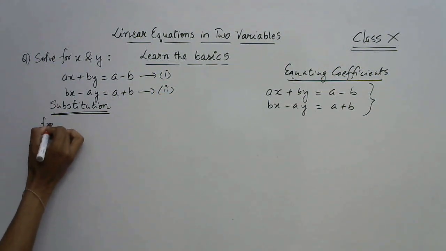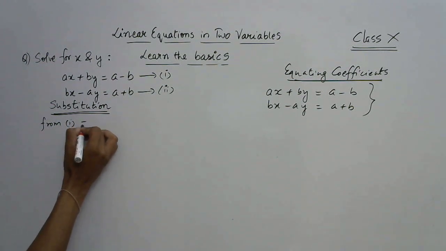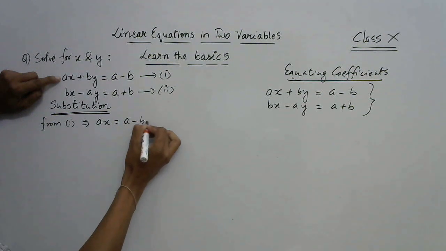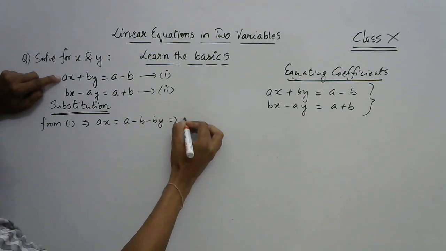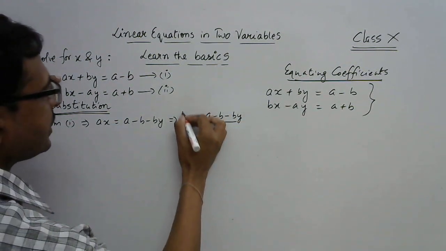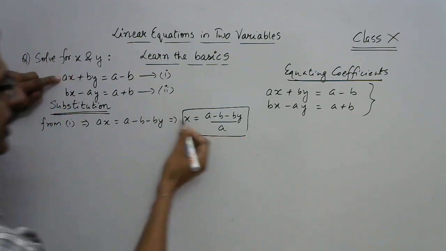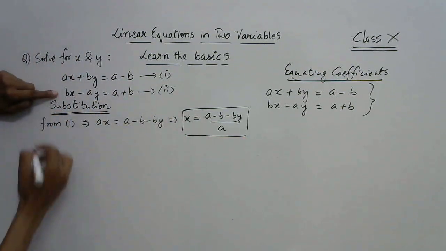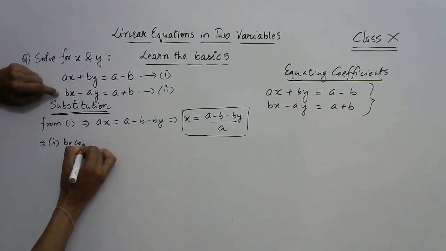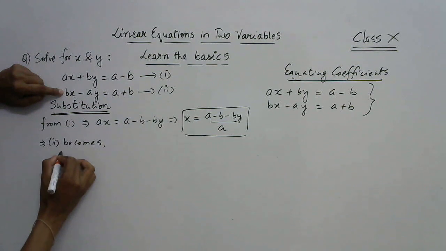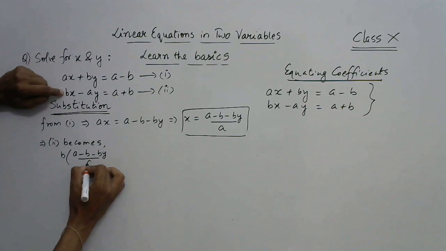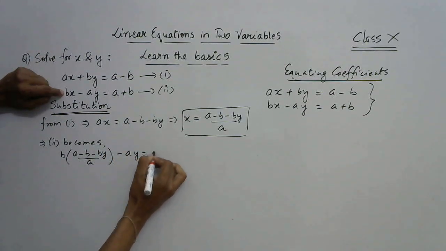So from the first equation, I will find out the value of x. So here ax will be a minus b minus by. That means the value of x will be (a minus b minus by) upon a. Now this I will be using later for finding the value of x. Now I'll substitute this in the second equation. So equation number 2 becomes, b into the value of x, (a minus b minus by) upon a, minus ay equal to a plus b.